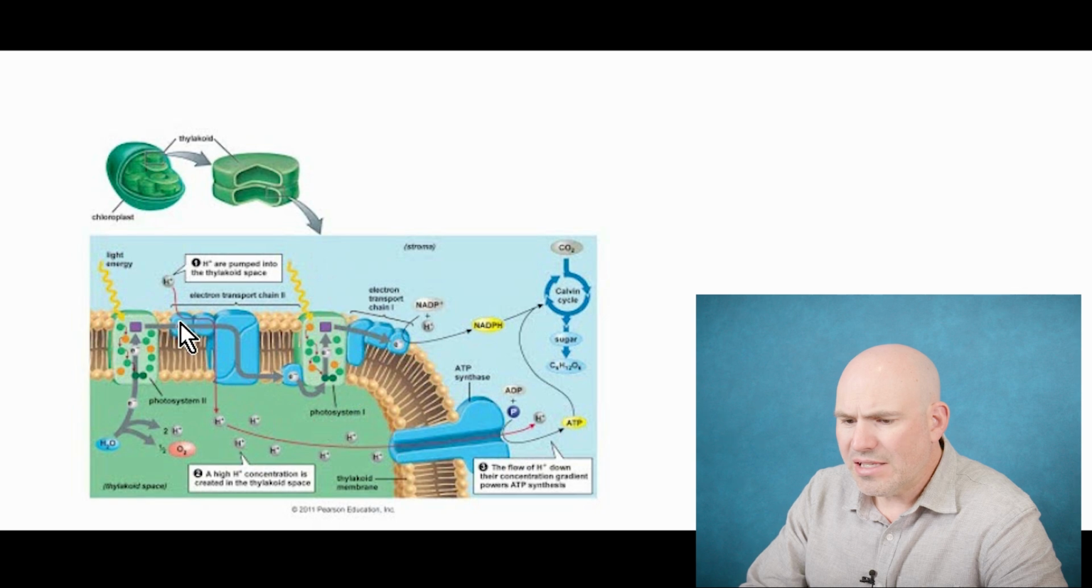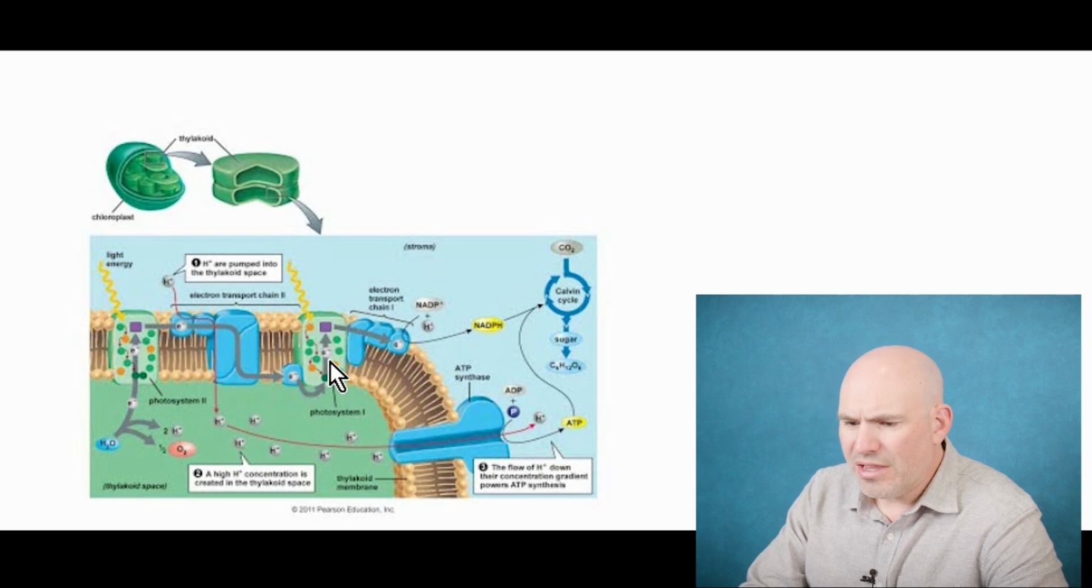And so as this excited electron goes down the electron transport chain, it's going to release its energy, and that energy will be used to pump more hydrogen protons into the thylakoid space. So the purpose of electron transport chain 2 is to pump more protons into this space, and it gets that energy from this excited electron that goes through here.